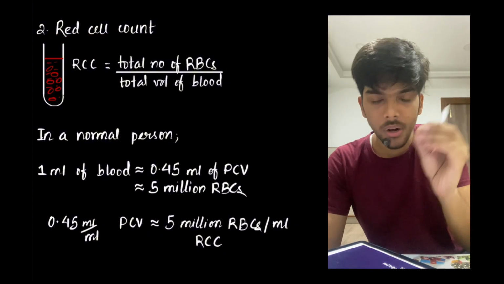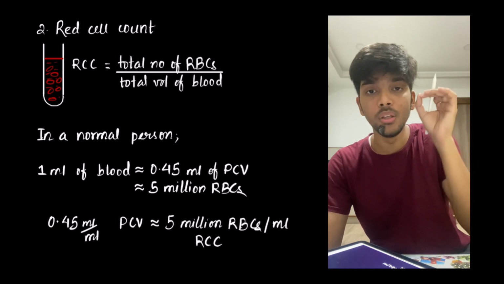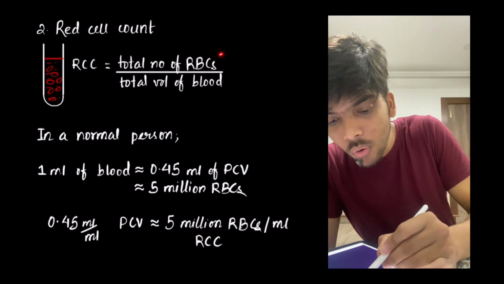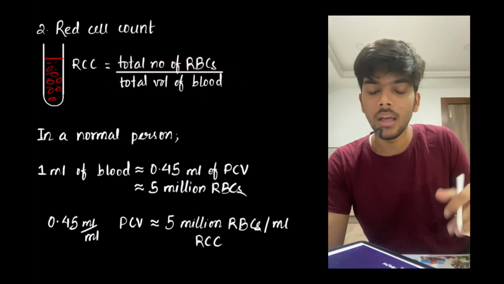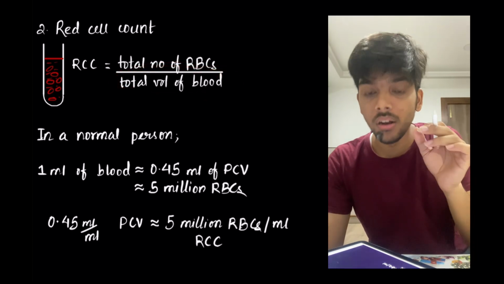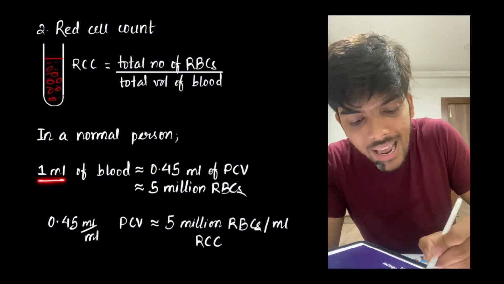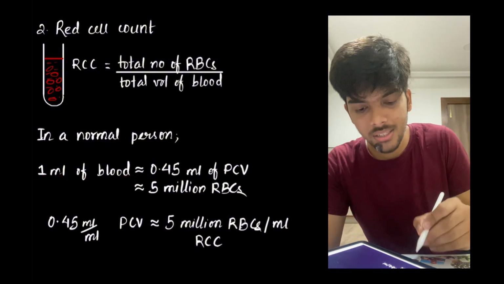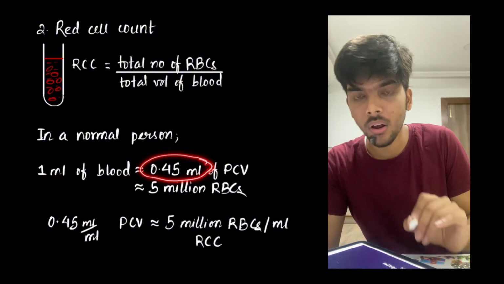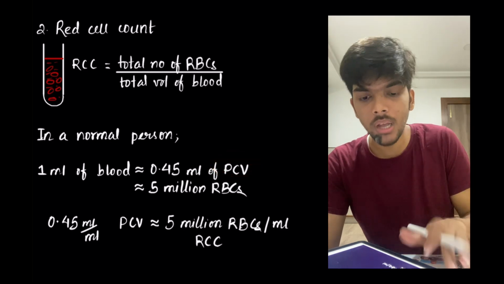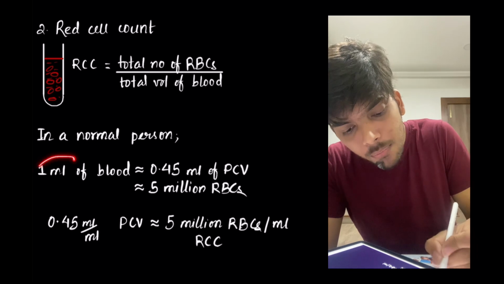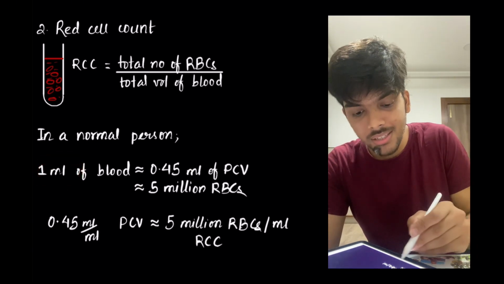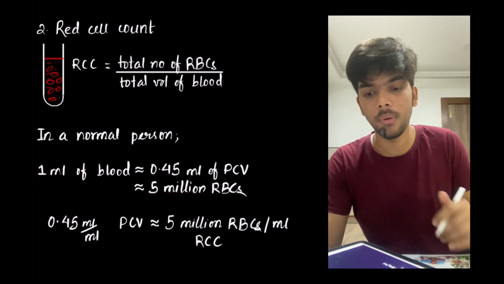Red cell count is nothing but the total number of red blood cells present in unit volume of blood. So we take the total number of red blood cells, we divide it by the total volume of blood, and then we get the red cell count. In a normal person, 1 ml of blood contains 0.45 ml of packed cell volume. How do we know that? We know that from this concept right here.